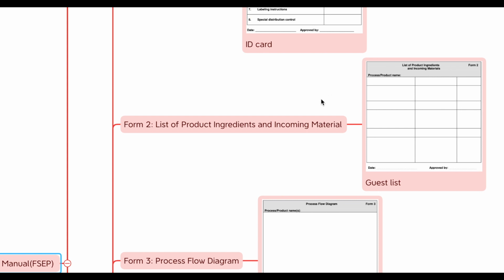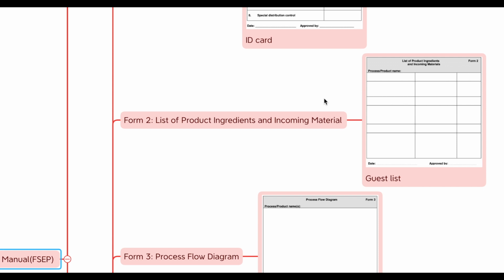Suppose you are running a bakery. Your Form 2 for a loaf of bread might include flour, yeast, salt, sugar, and water, but it doesn't stop there. You also need to consider incoming materials like the packaging for your bread or the oil used in your baking pans. And for a meat processing plant, their Form 2 might include different cuts of meat, spices, and casings for sausages.